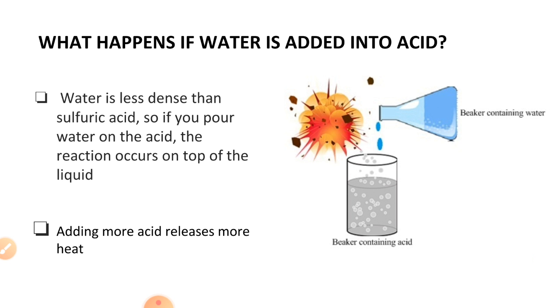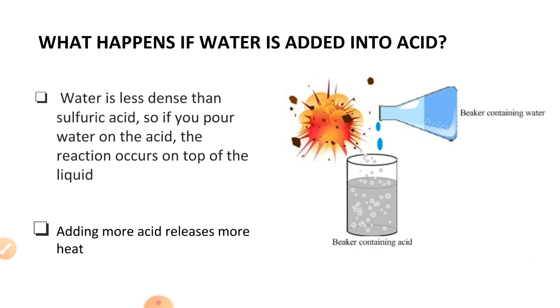So what happens if water is added into the acid? Now, as you may see here, the beaker contains a concentrated solution of acid. Since water is less dense than the sulfuric acid, if you pour water on the acid, the reaction occurs on the top of the liquid.